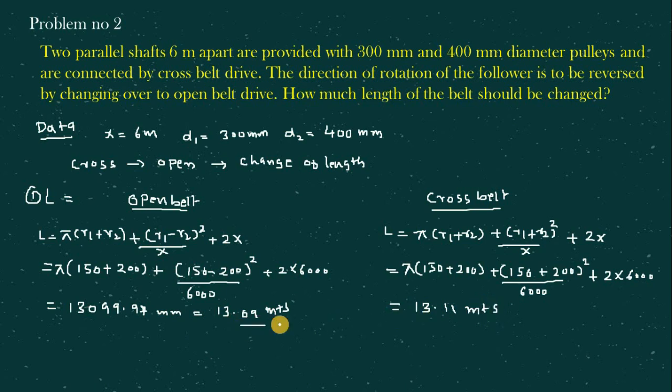So there is a change between the open belt drive and the cross belt drive. We know the cross belt drive requires more belt compared to the open belt one. Let's subtract it. This is 1 and this is 2. So it means we need 0.02 meters of extra length to convert the cross belt to open belt in order to change the direction of the pulley.